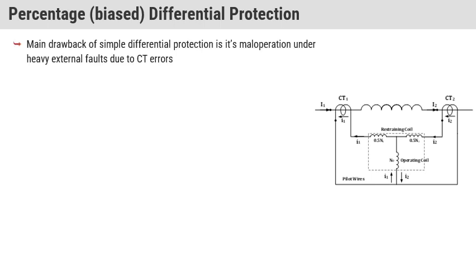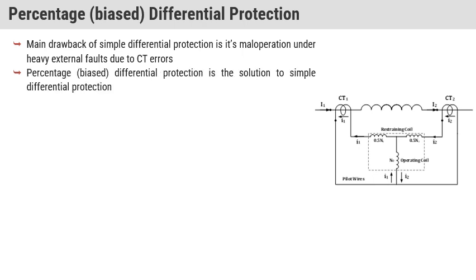The main drawback of a simple differential protection is its mal-operation under heavy external fault due to CT errors. So this is the main drawback. Due to the construction difference between the two CTs, we have a heavy external fault current due to the CT errors. Percentage differential protection is a solution to simple differential protection.